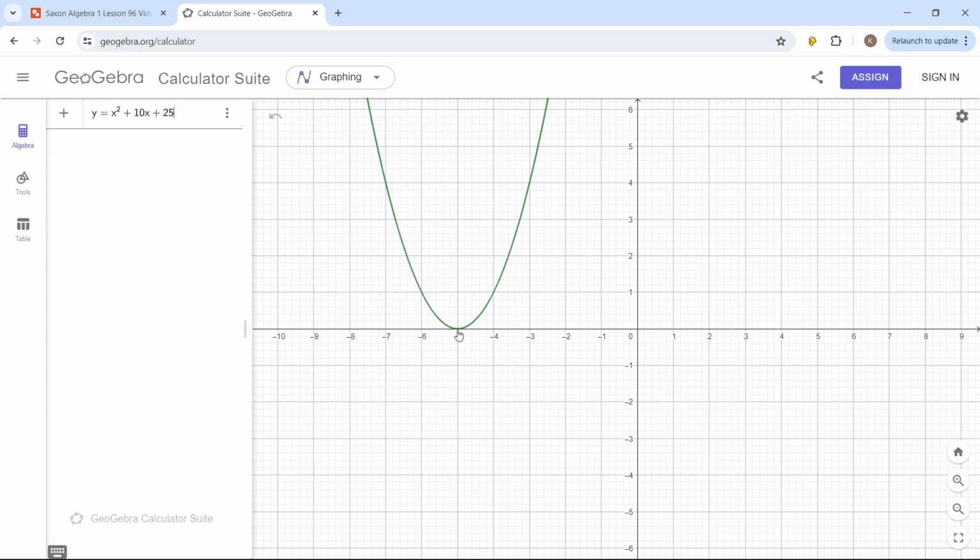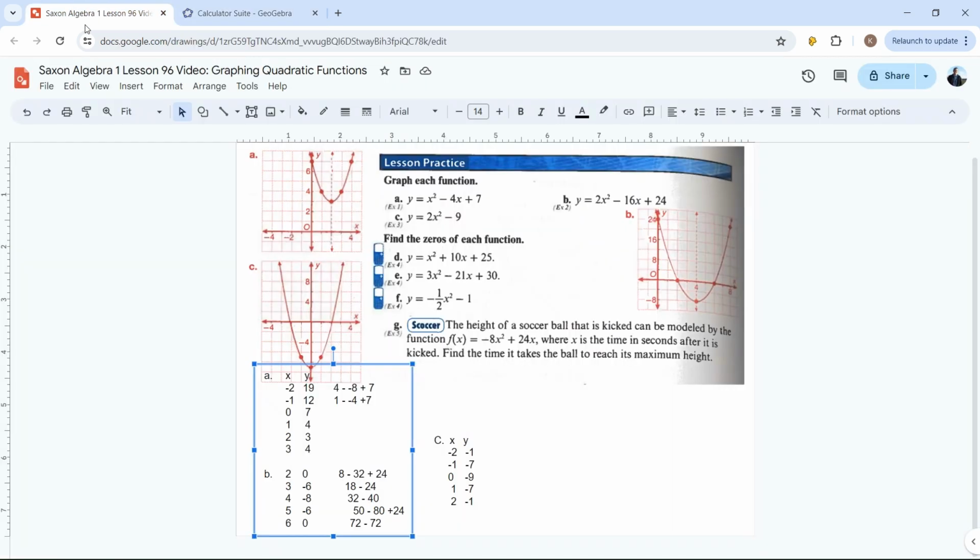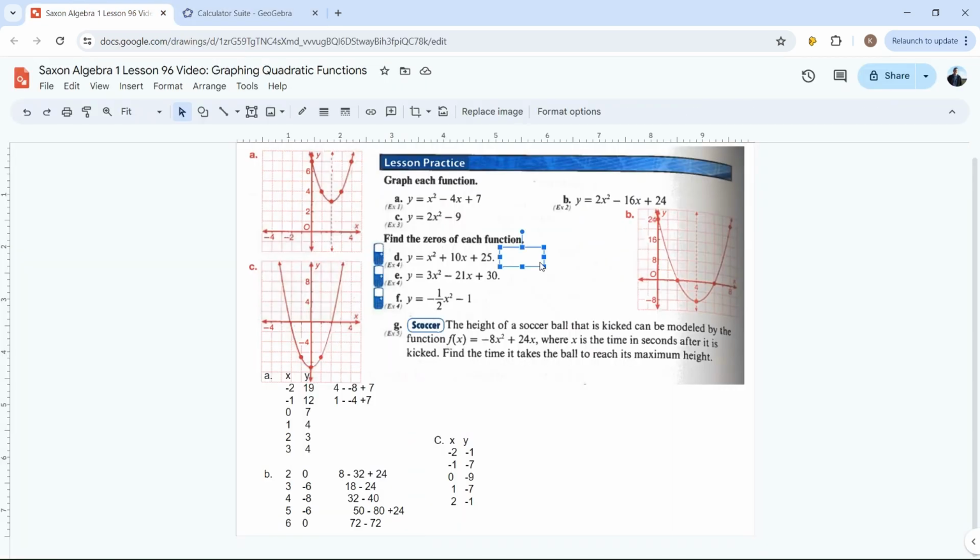What I can do in this graph is click right here, and I find out that it has a root that just barely touches the x-axis. So one of its zeros is at -5. All right. So the answer for letter D is just -5. And I figured that out by graphing and inspecting the graph.